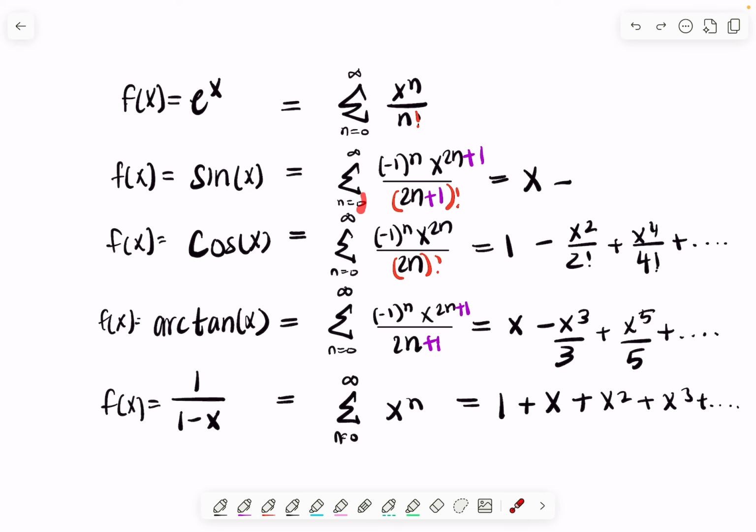To get the next term, just increase n. So with 1, negative 1 to the first power is just negative 1. 2 times 1 is 2, plus 1 is 3, so we have x to the third. And then 2 times 1 is 2, plus 1 is 3, so we have 3 factorial. And then you would just keep doing that.